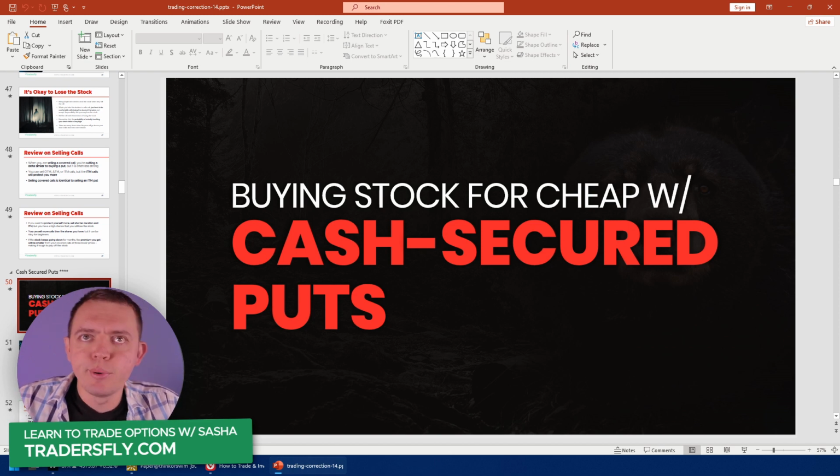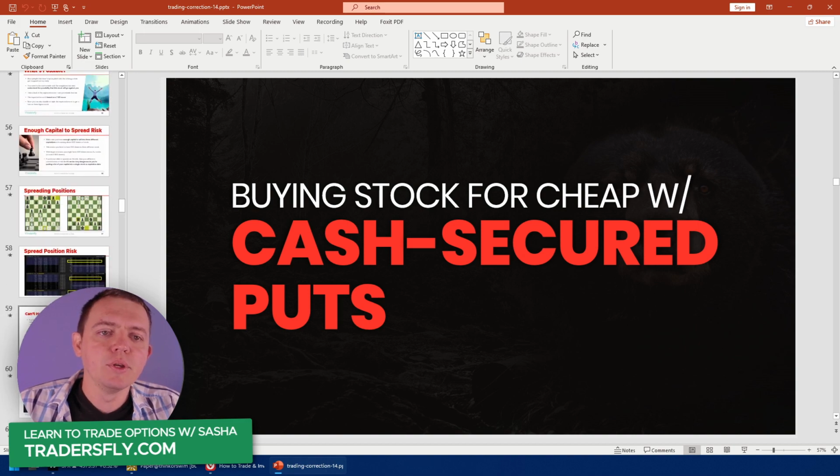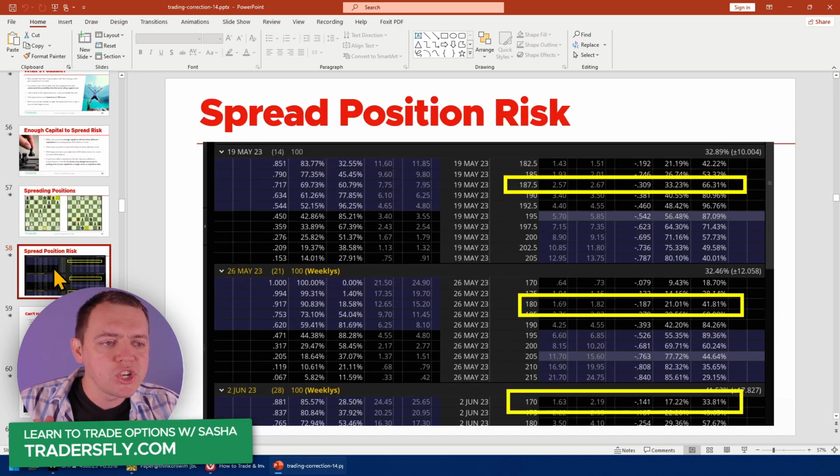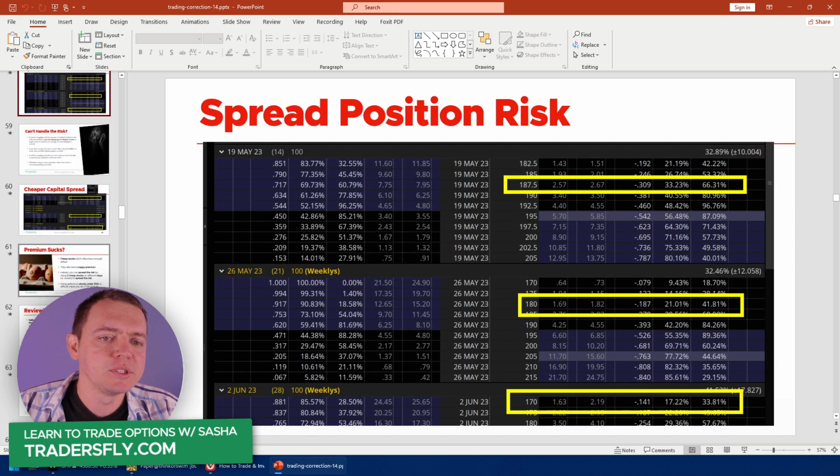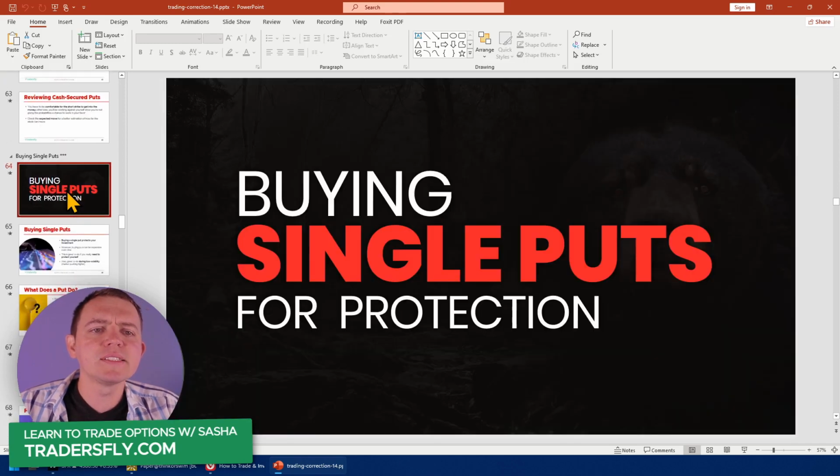Then we might go into cash secured puts. How would we sell puts in a different kind of environment? And then again, we'll talk about it, we'll strategize on these things, how to spread those positions out. And then buying single puts.